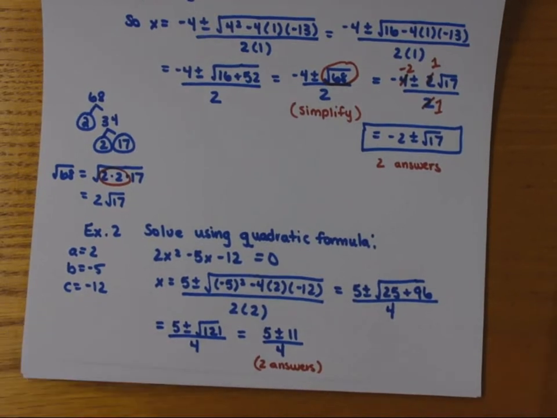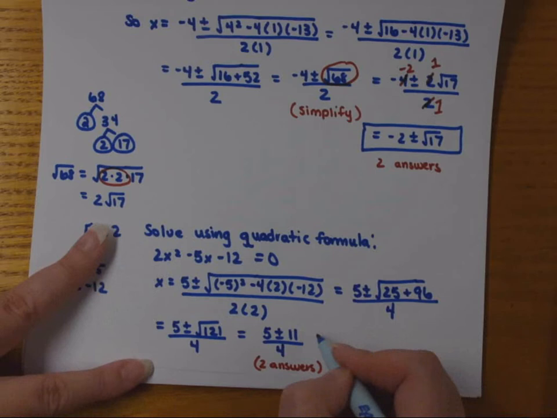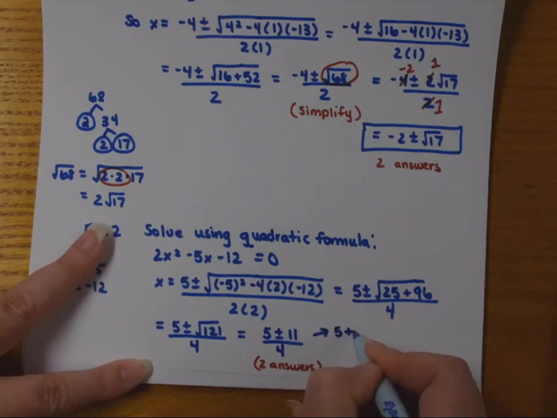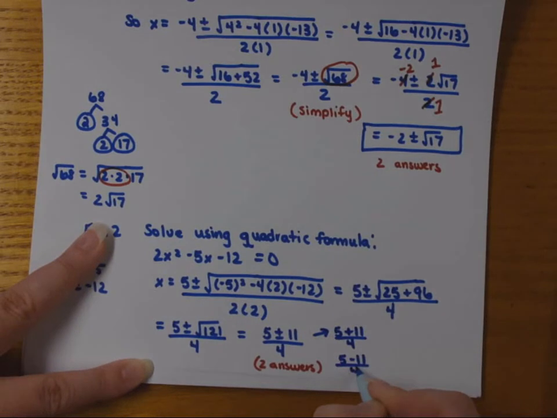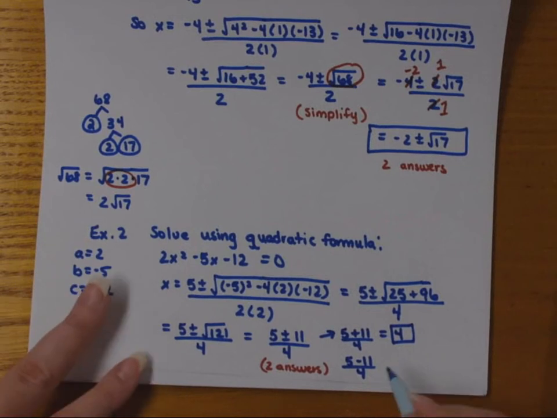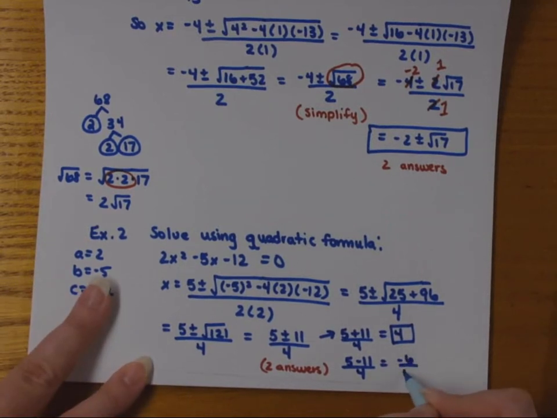So it is literally 5 plus 11 over 4, but also 5 minus 11 over 4. So in the end, we get 2 results. 5 plus 11 over 4 would be 16 over 4, or just 4. And this becomes -6 over 4, which reduces to -3 over 2.